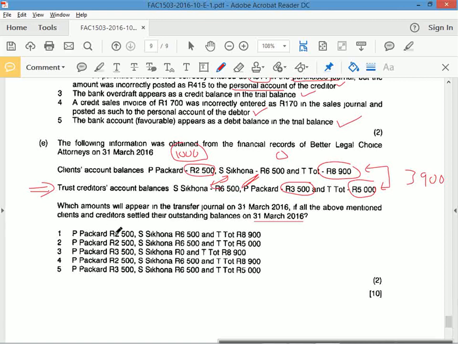Okay. So they want to know which amount will appear in the transfer journal. Well, if I'm looking at the transfer journal, the client's account balance is that, and you're going to be transferring it to their trust creditors because they owe. Right, so I'm going to transfer that figure because it's 8,900, okay, 6,500 and 2,500 for P. So I would go with option 1 here. 2,500, 6,500, and 8,900. Okay, because it's looking at the transfer.